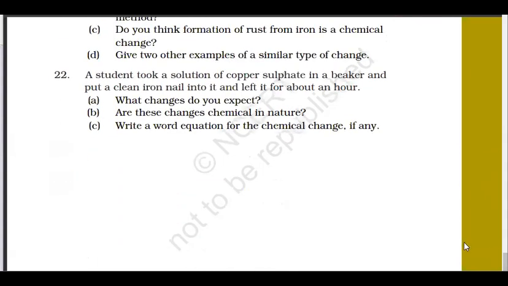Next, question number 22. I guess question number 22 is the last question. A student took a solution of copper sulfate in a beaker and put a clean iron nail in it. So this is very easy. We have already done this, right? What changes do you expect? Tell me. First, color. What will happen? What changes do we expect? The color changes from blue to green. Yes or no? Yes. Very good, Devika. Right? So you can say that the color of the solution changes from blue to green.